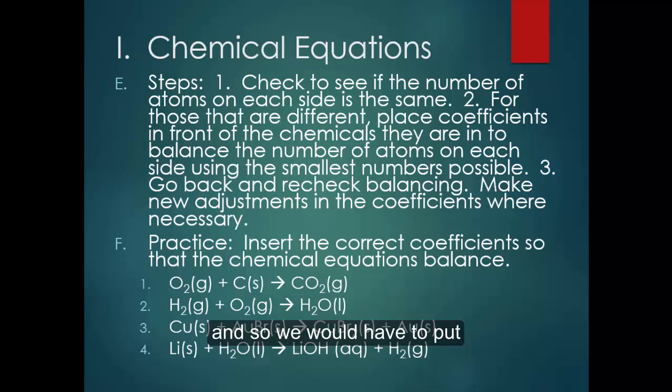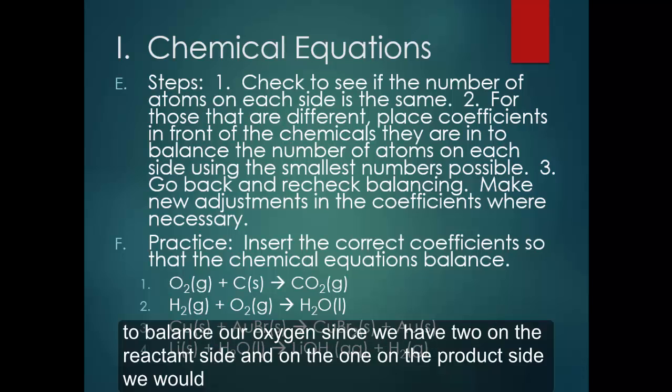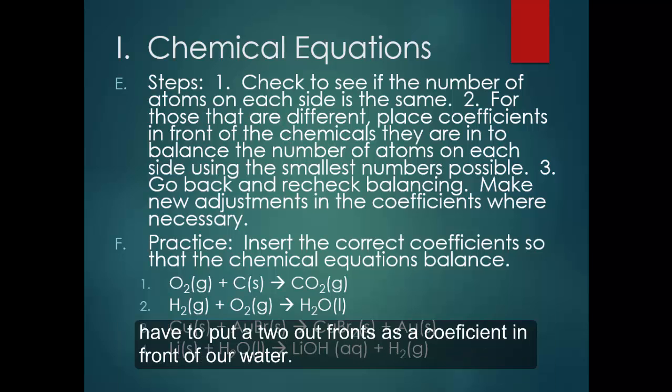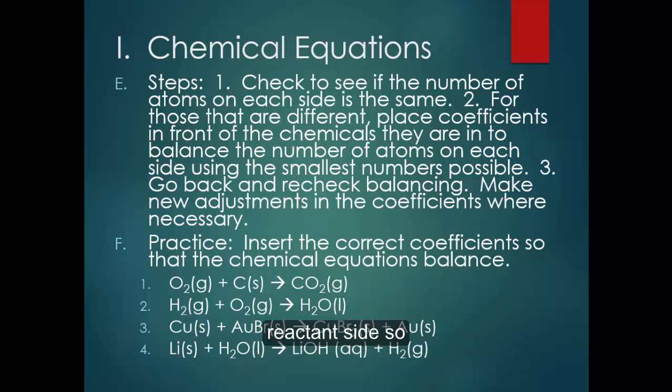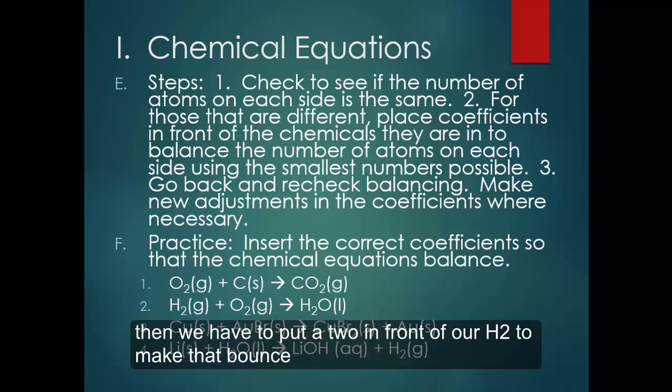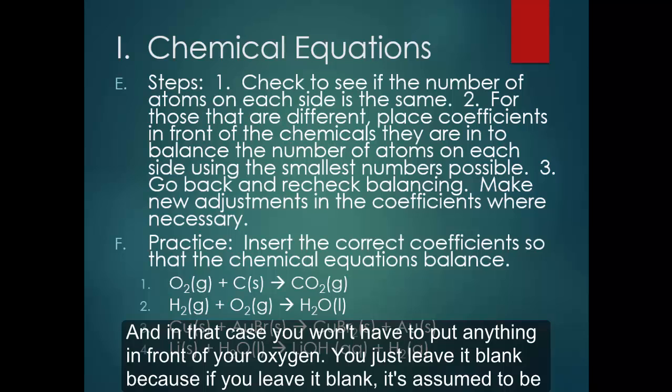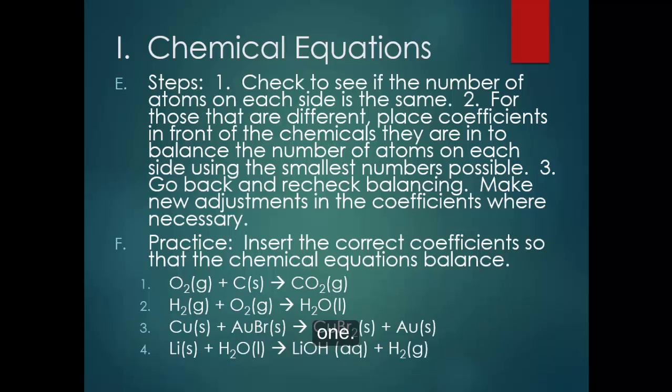And so to balance our oxygen, since we have 2 on the reactant side and only 1 on the product side, we would have to put a 2 out front as a coefficient in front of our water. And then that throws off our hydrogen because that 2 will multiply by the subscripted 2 and give us 4. And we only have 2 on the reactant side, so then we have to put a 2 in front of our H2 to make that balance. And in that case, you won't have to put anything in front of your oxygen. You just leave it blank because if you leave it blank, it's assumed to be 1.